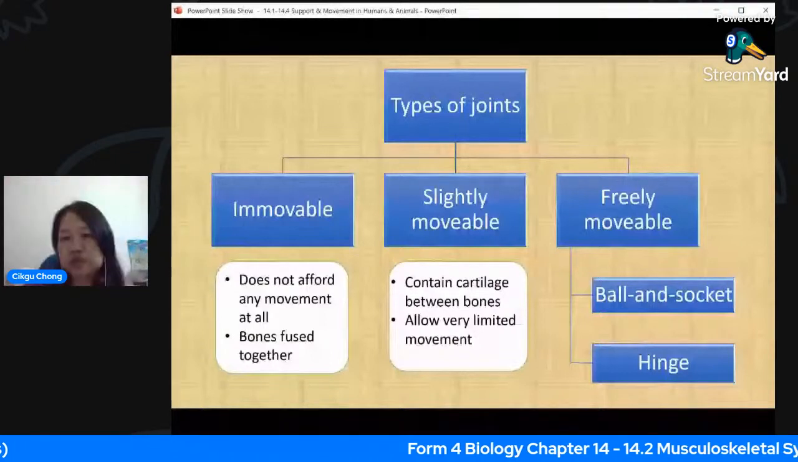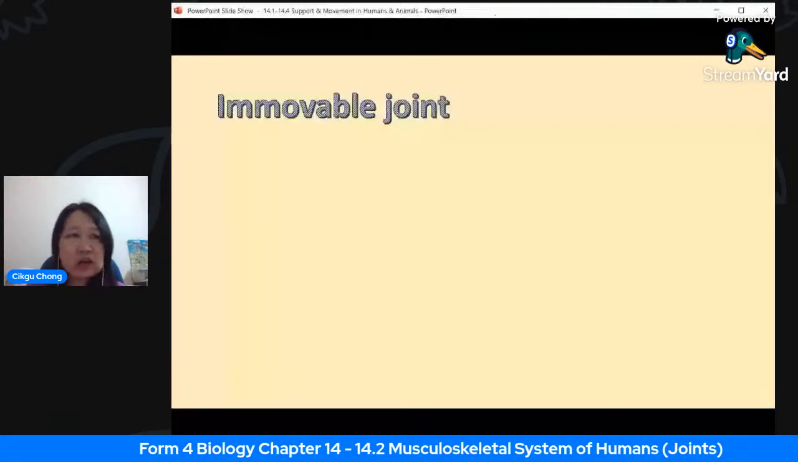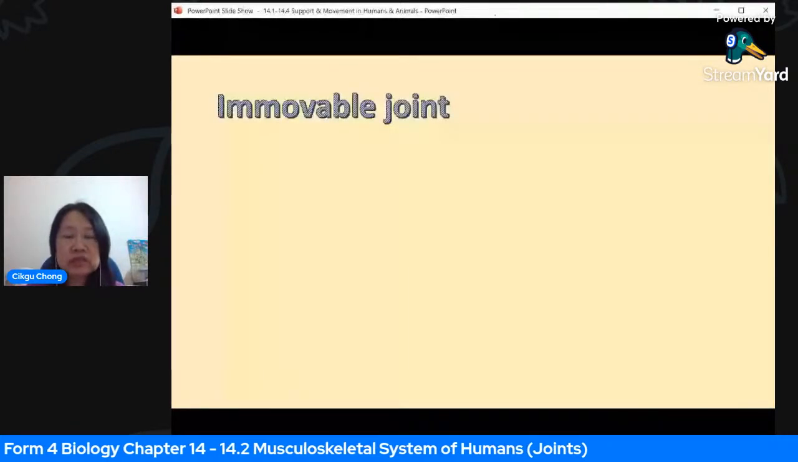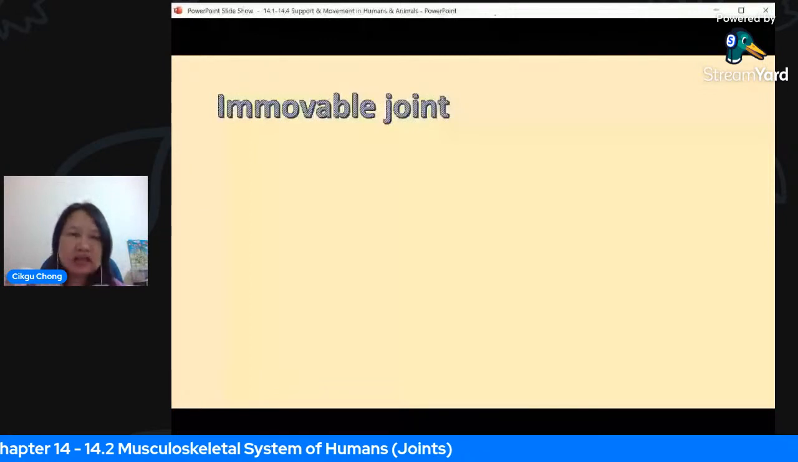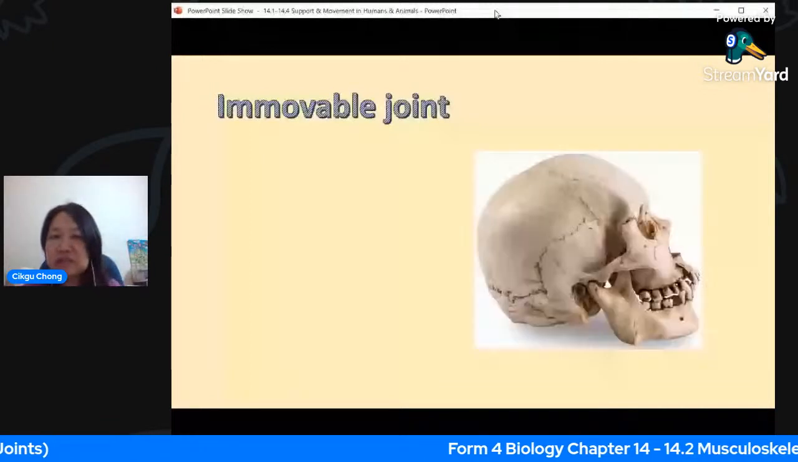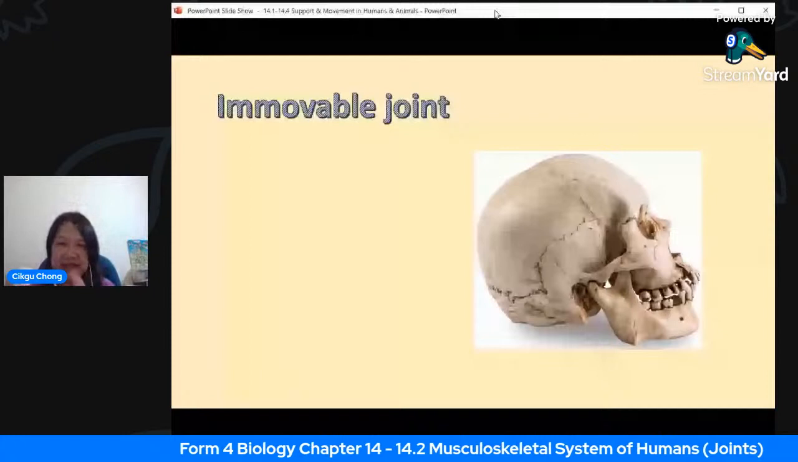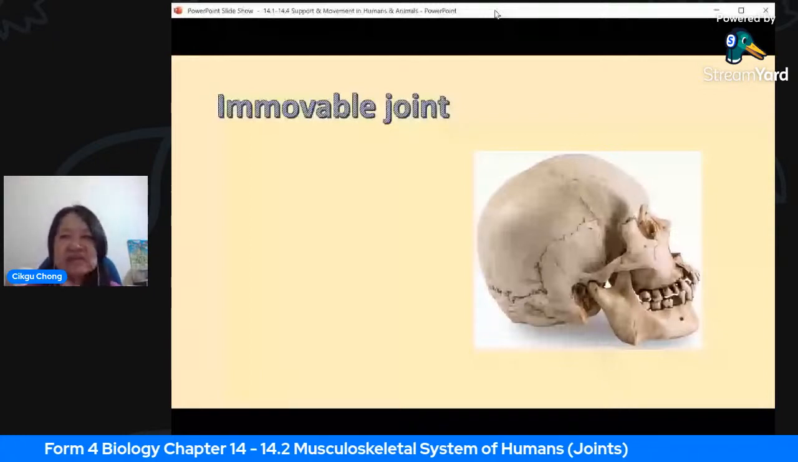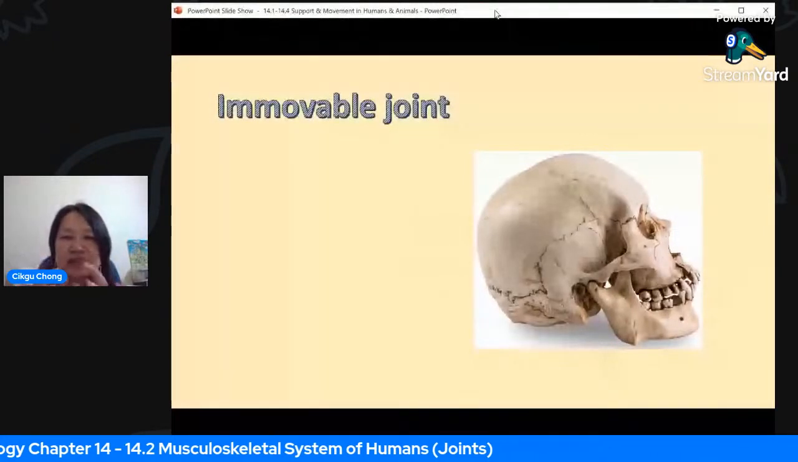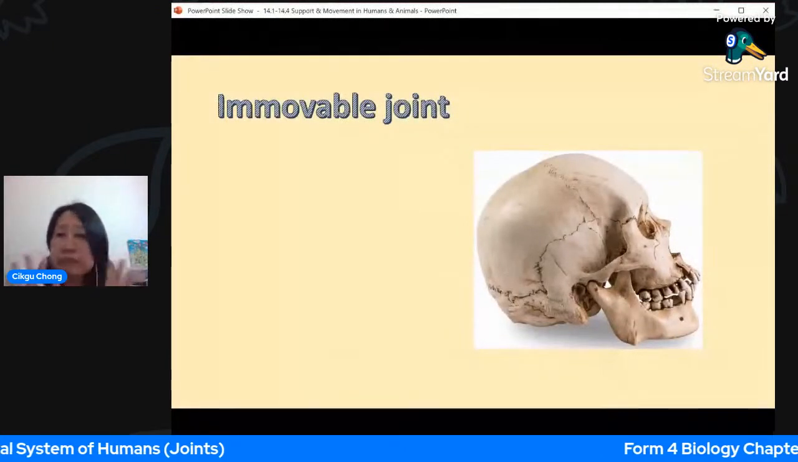Now let's look at the immovable joint. Immovable joint means the bones are fused. Fused means joined together. It's like you have glue, it's already glued together. So let's look at where you have it. What do you see here? What do you call this? A lot of people say, oh, there's a head, but it's not the head. What's the correct name for this bone that you see here? Actually, it's not one piece of bone. They're actually pieces of bone. What do you call this whole thing?